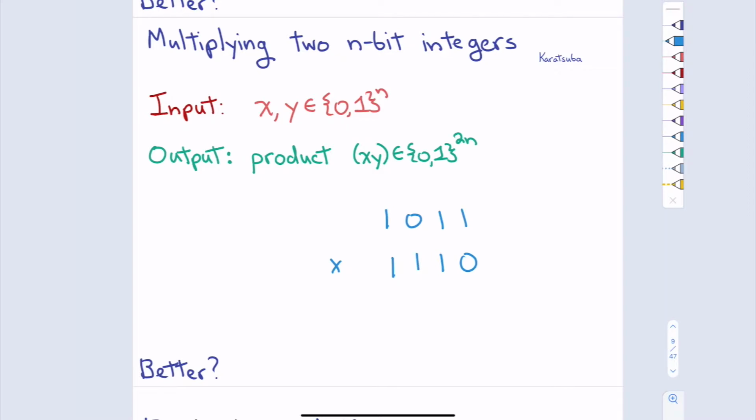I think that's 11. Okay. And then what's 1110? 14. Okay. So we're multiplying 11 times 14. But the point is that we can do the same thing, only when we carry, it's at 2 instead of 10.